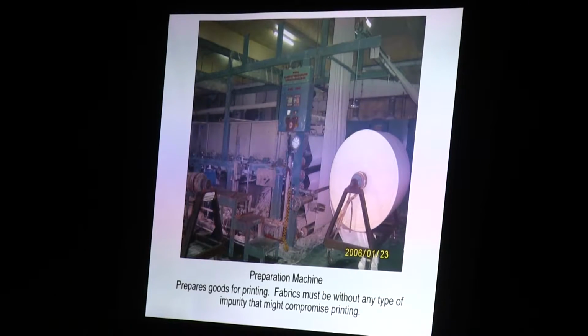Preparation machine. This prepares the goods for printing. Fabrics must be without any type of impurity that might compromise printing. I'm sure you've seen fabrics where you've got a little piece of yarn on the outside, and when you lift up that little piece of yarn, underneath is white. Yeah, that's a flaw.